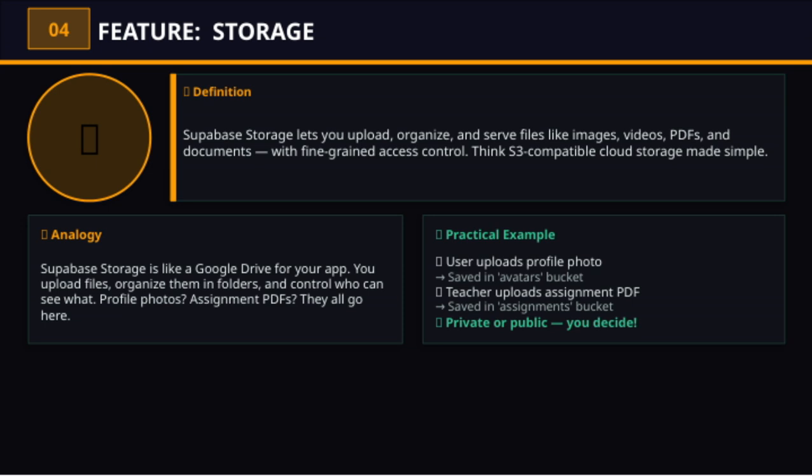To give you a practical example, think of Supabase storage like a Google Drive for your app. You upload files, organize them into folders, and decide who can see each file. Whether it's profile photos or assignment PDFs, everything is stored neatly here. And speaking of the analogy, imagine Supabase storage as a simplified, S3-compatible cloud storage service. It lets you upload, organize, and serve various types of files: images, videos, PDFs, documents. And most importantly, you have fine-grained control over access permissions.